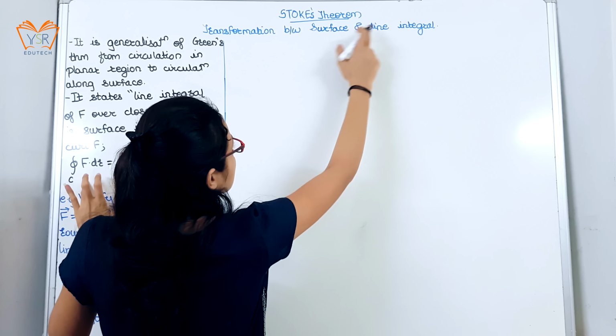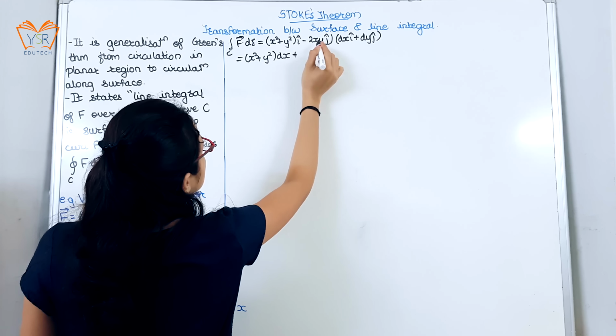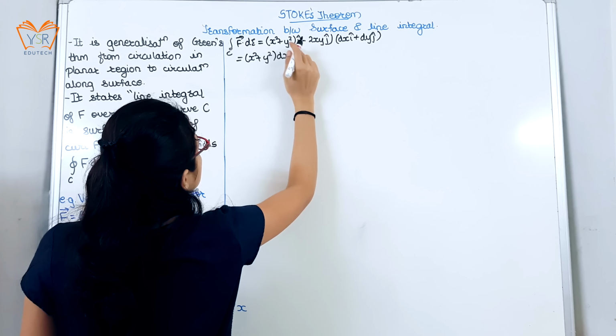We have the line integral of f dot dr. This is the given vector point function (x square plus y square) i cap minus 2xy j cap, and dr we know it is dx i cap plus dy j cap. By the dot product we get (x square plus y square) dx minus 2xy dy.